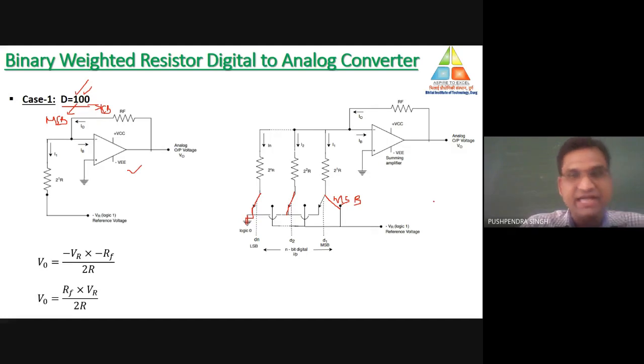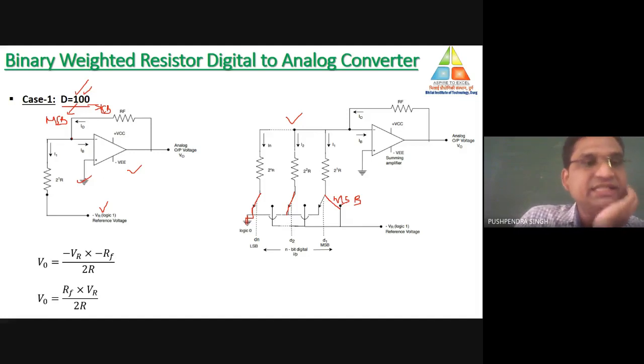This is the simplified circuit. From the previous circuit we have designed this circuit. So the MSB bit is connected to minus VR. This minus VR, through the resistance of value 2 to the power 1 R, is connected to the inverting terminal, and with the help of the feedback resistance it is connected to the output. Now we need to calculate the value of output.